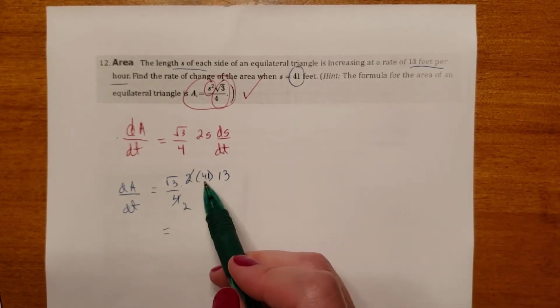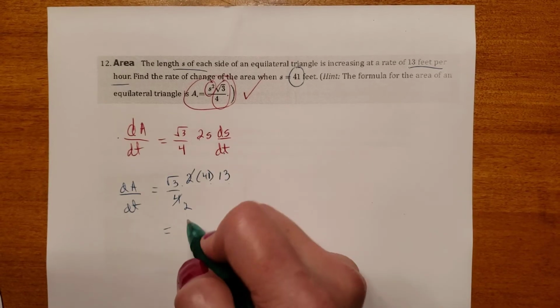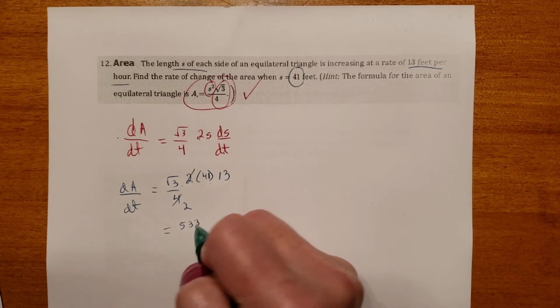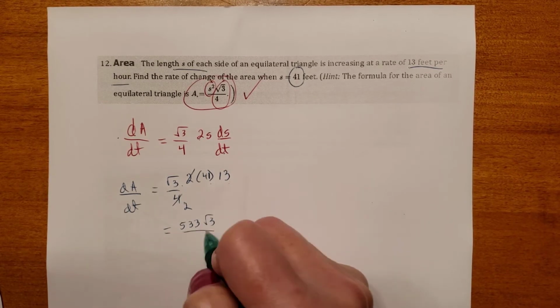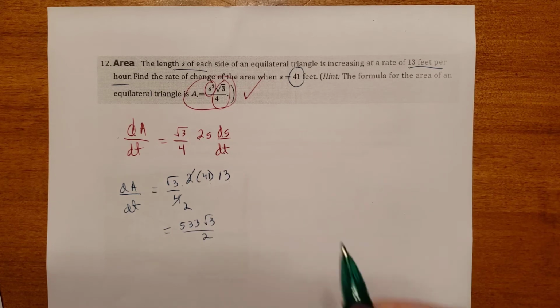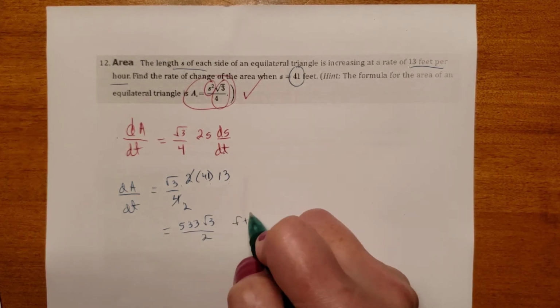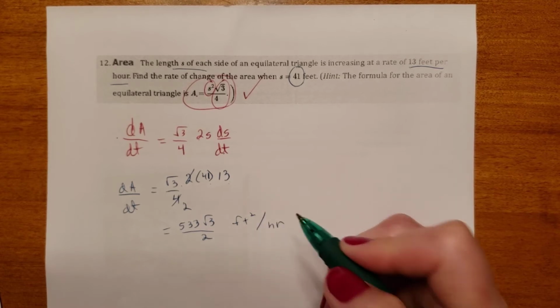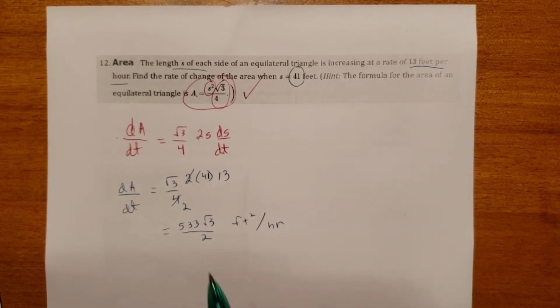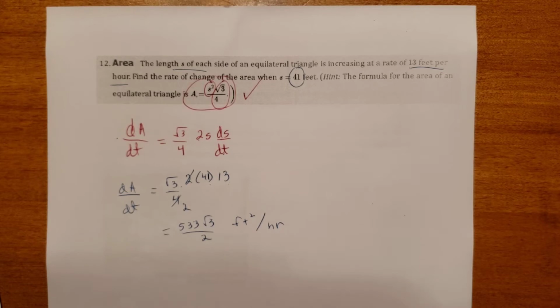All right, so we're left then with 41 times 13, which is 533, times the radical 3 on the top, and then over 2. And the area is feet squared per hour. So the area is changing at 533 radical 3 over 2 feet squared per hour.